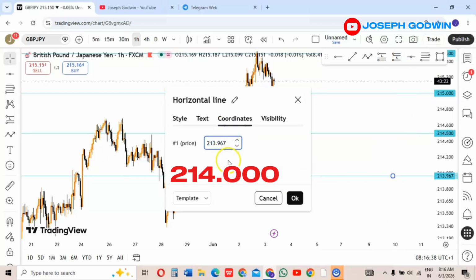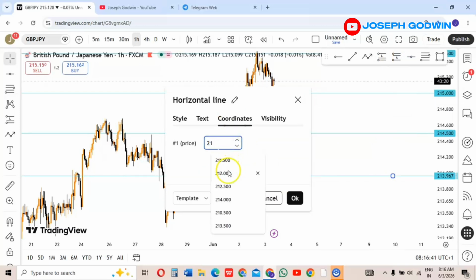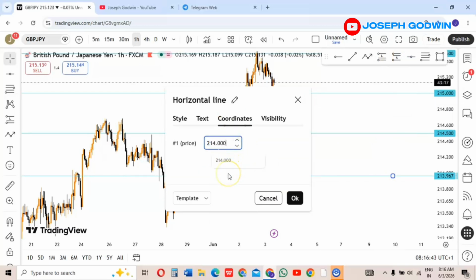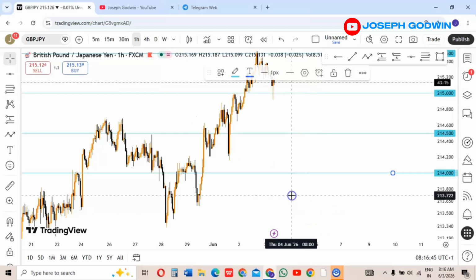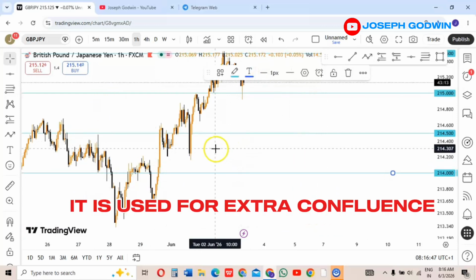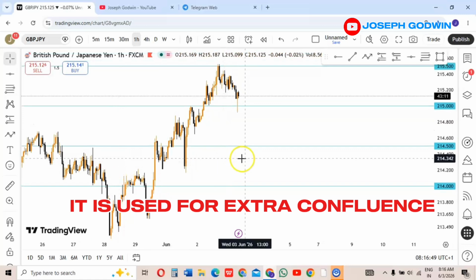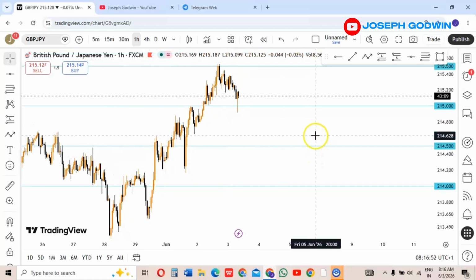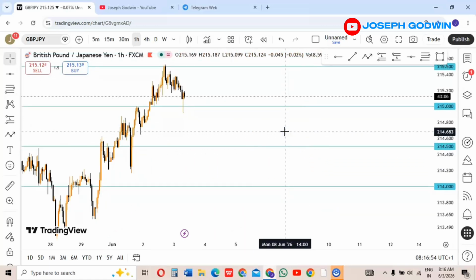So how I use this thing, this is 214.000. Very easy. How I basically use this thing is just to add it as an extra confluence. That's pretty much it. I don't want this video to be too long.